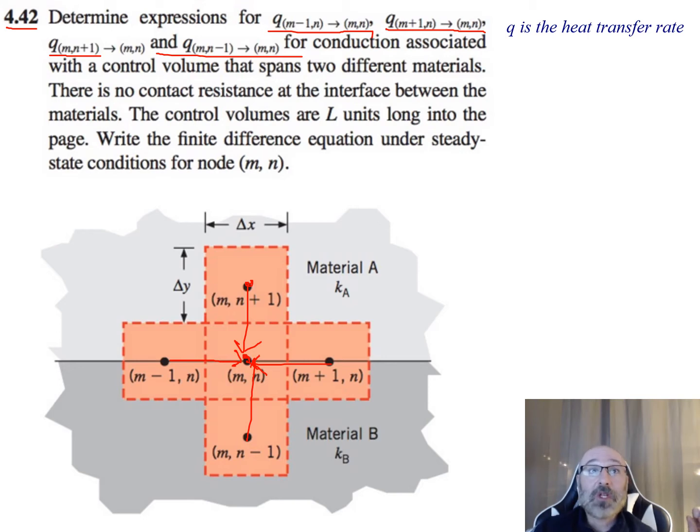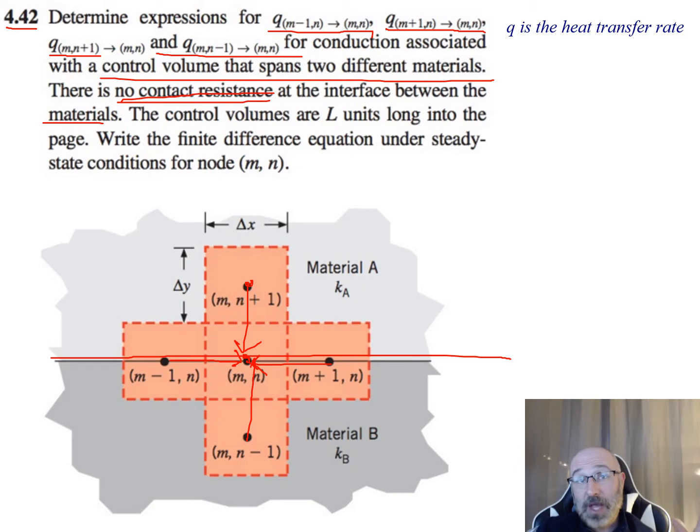We're going to be looking for the conduction associated with a control volume that spans these two different materials. Now, a thing to note that they're telling us to simplify this problem is that there is no contact resistance at the interface between the two materials. So between material A and material B, at that interface, there is no contact resistance that we have to worry about. So that's going to simplify our solution. It also tells us that the control volumes are L units long into the page, so it's going to go back in 3D into the page some distance L.